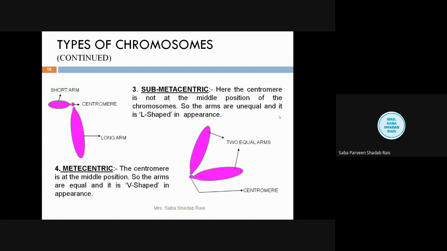metacentric chromosome. So students, once again we will revise what we all need to remember. We need to remember the position of the centromere. So we'll start in reverse. We will start from metacentric. In the case of the metacentric, the centromere is present at the center. In the case of the submetacentric, it is some distance away from the middle region. Acrocentric, near one end. Telocentric, at one end. See, near or at, there is a difference.